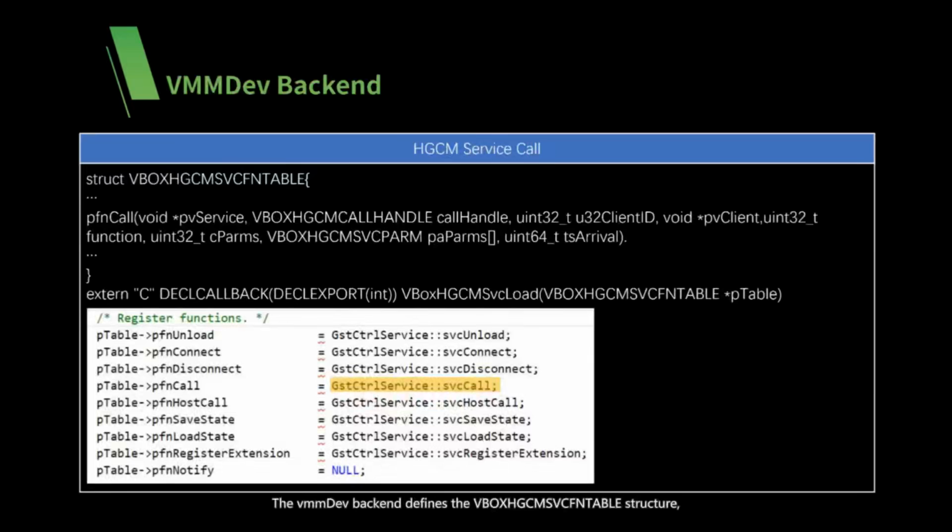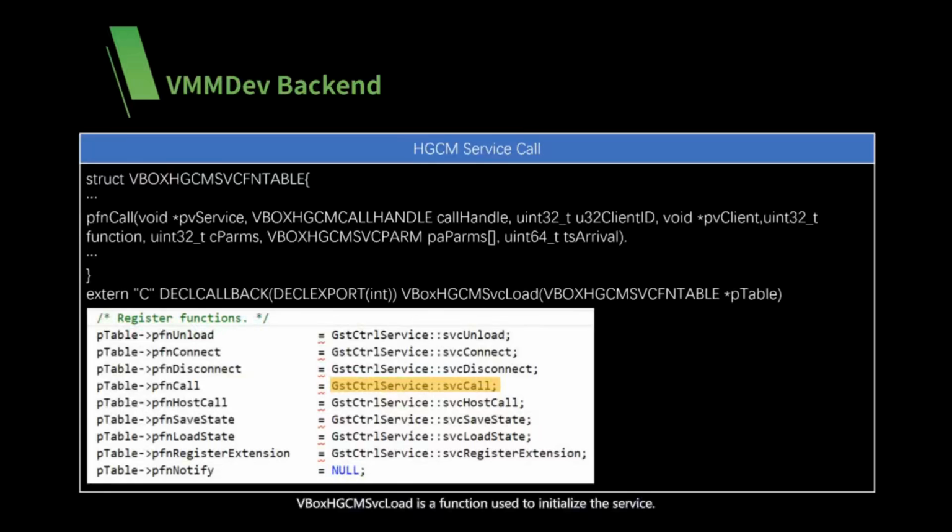The VMM device backend defines the VBox HGCM service function table structure. It unifies the interface for the VM device backend. As shown in the figure, the structure contains many callback functions. They are responsible for the entire life cycle of HGCM communication. What we need to focus on is the pfnCall callback function, because it is the main function of the service.